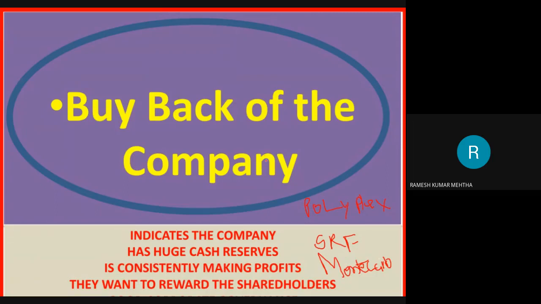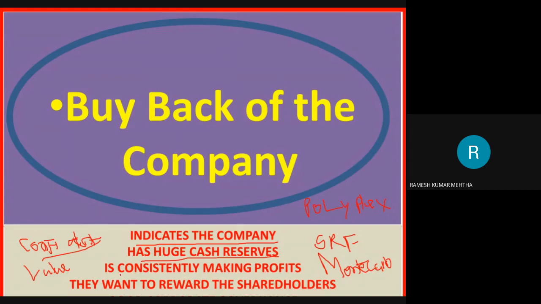Okay, now what does this mean? Number one, the promoters are confident about the future of the company. Number two, they think the value of the share is very low at the current market price, and this is the right time to take back shares from the market. It indicates they have a huge amount of cash reserves from which to purchase back these shares from the common public at large or from the stock market. That is called open market.